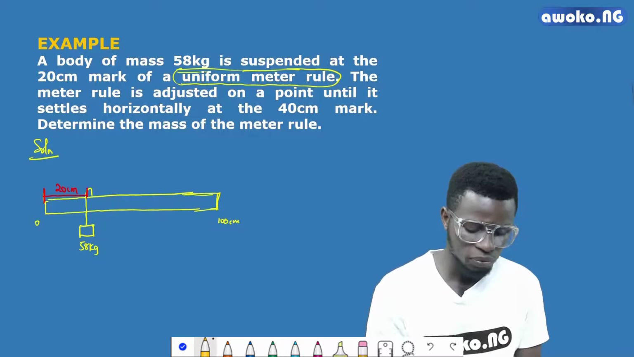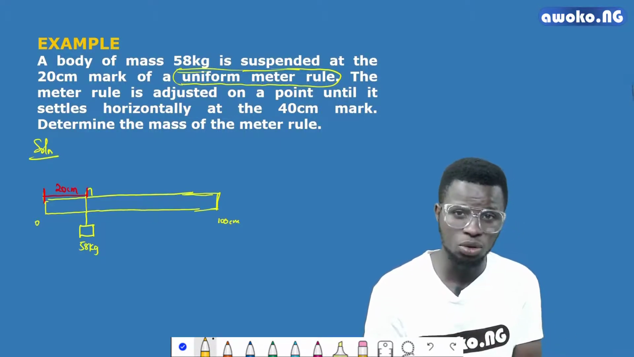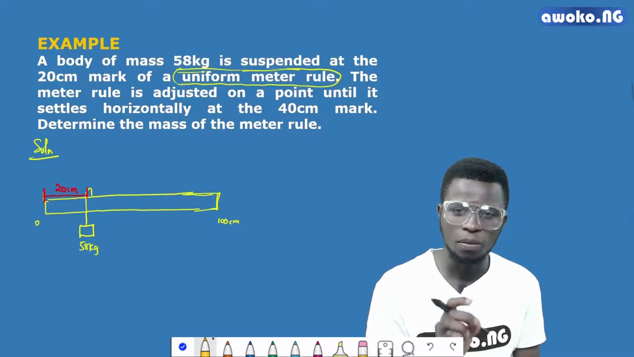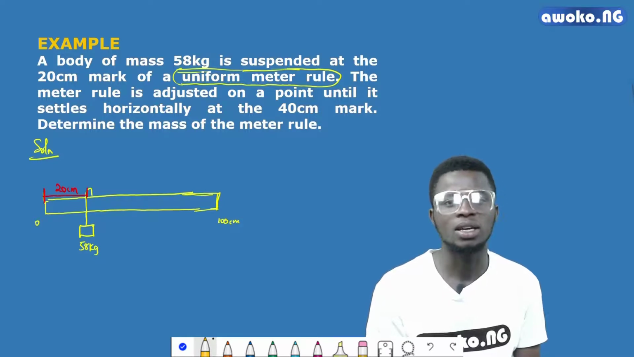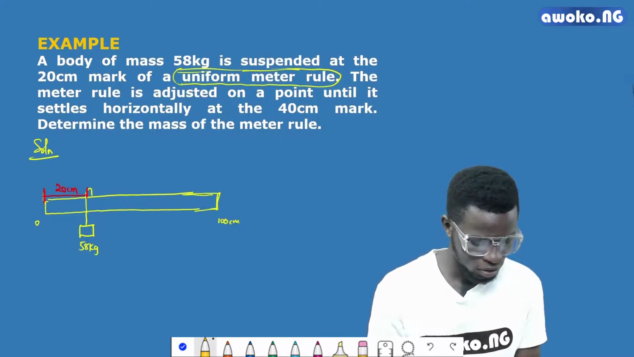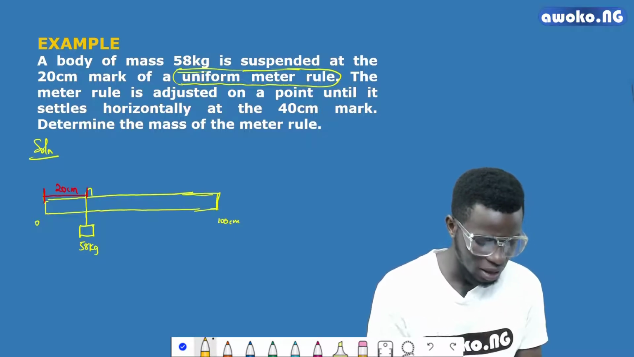And then we said the meter rule is uniform. Because they said the meter rule is uniform, the center of gravity is at the midpoint. The center of gravity is the point where the weight of the body is assumed to be concentrated. Is that okay? So it is at the 50 centimeter mark.